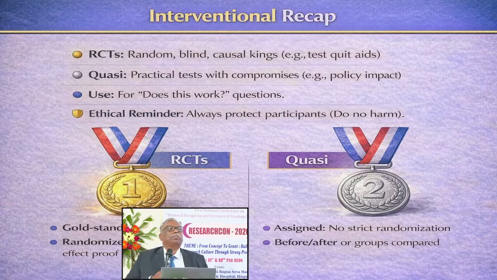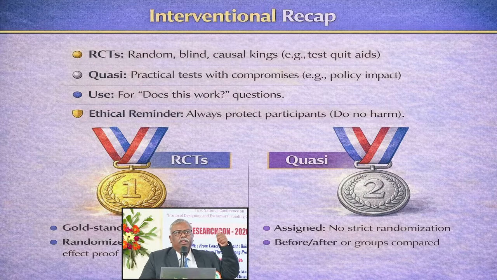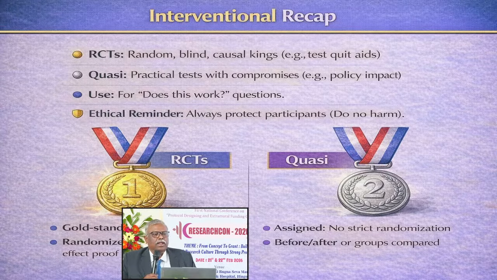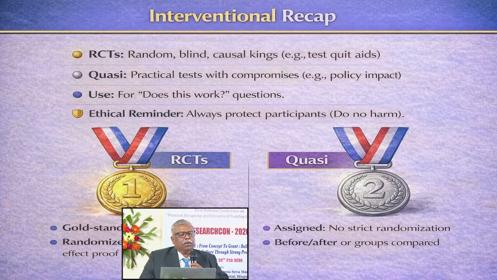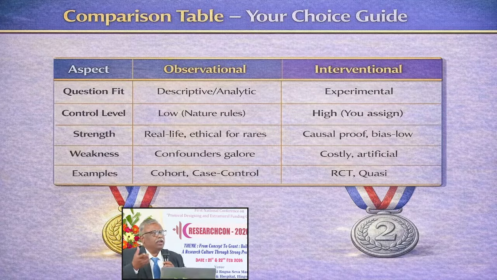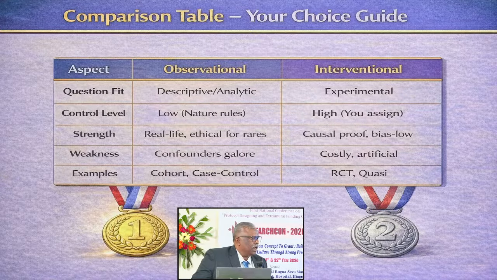So, an interventional recap about the RCT, the randomized controlled trial: exposure assignment, randomization, blinding, and then there is causal proof, the gold standard. All the quasi-experimental studies, the pseudo-experiments, are also there, but these also have a policy impact. They are useful for 'does this work' questions, whether that particular drug is really effective or not.